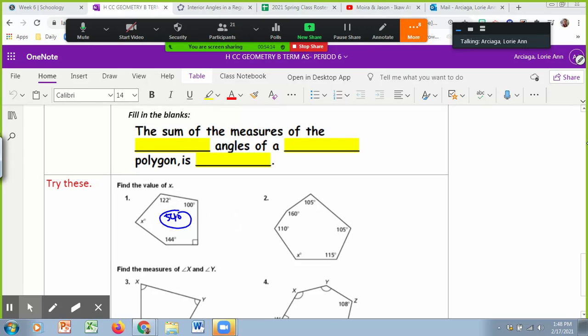Okay, 456 if you add everything up, like 122. So for those, if you guys are confused, what we're doing is we want to figure out what x is, knowing that the sum of the angles in a pentagon is 540. So we add everything up that's given.